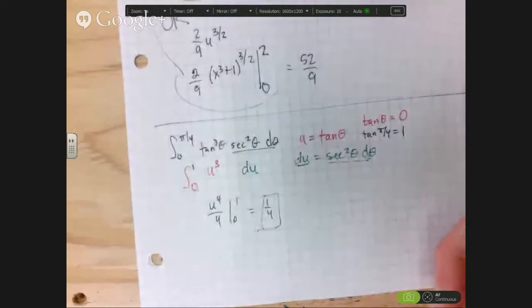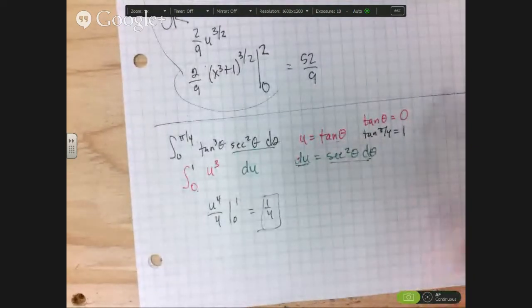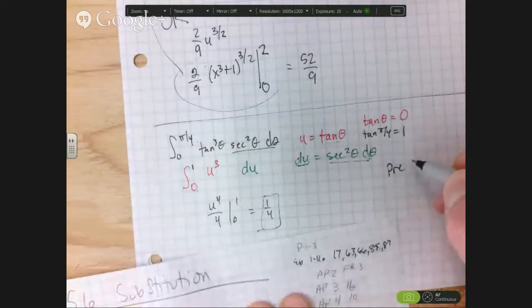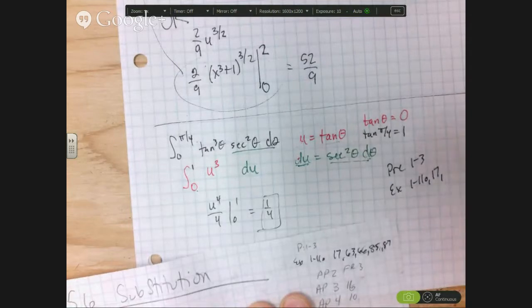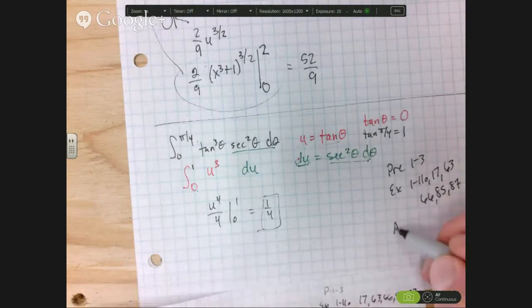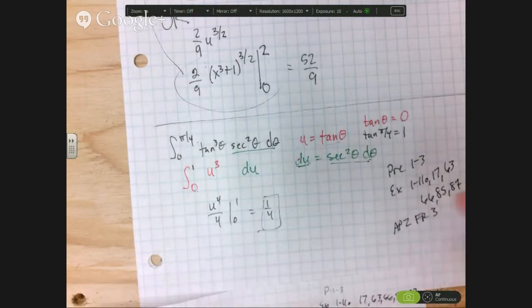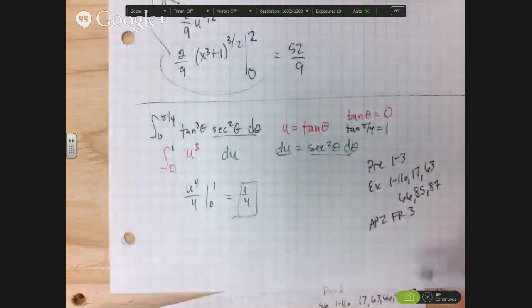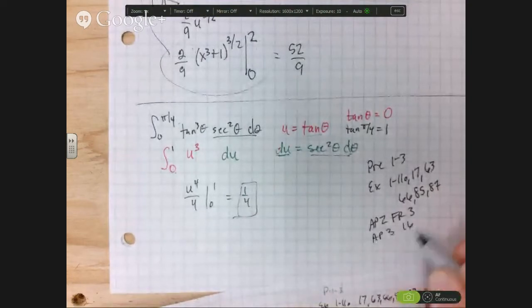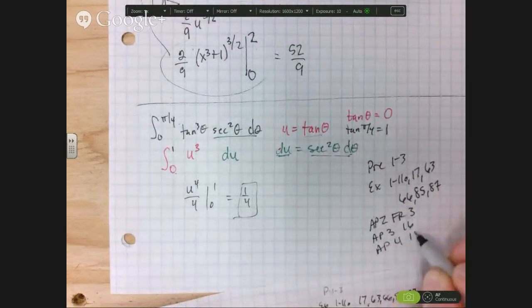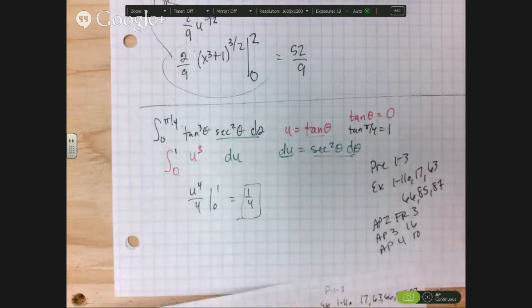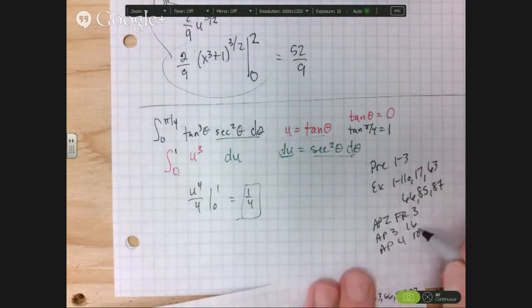Okay. So here are your problems. Prelims, 1 through 3. Exercises, 1 through 11 odd. 17, 63, 66, 84, 587. AP 2. Free response 3. That's a toughie. Right, so you need to work on it for a bit. And then because it's a toughie, I'm going to knock those two down to just one each. So AP 3, 16, and AP 4, number 10.